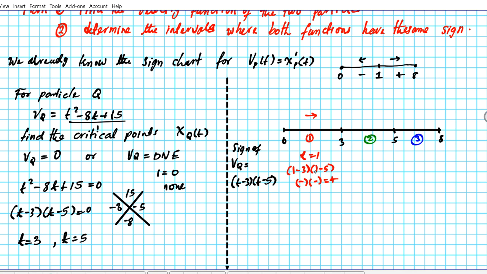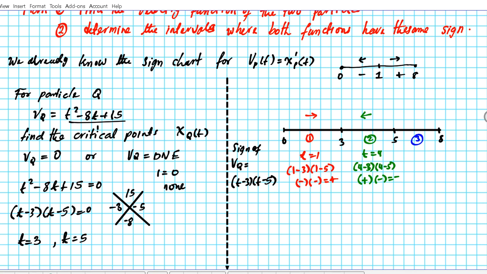Interval 2, plug in what we're going to use here. How about we just use 4? Plug 4 into your velocity function. You have 4 minus 3 times 4 minus 5. So you subtract this. This is going to be positive times negative, which is negative. So the particle is moving to the left on interval 2 for the particle Q.